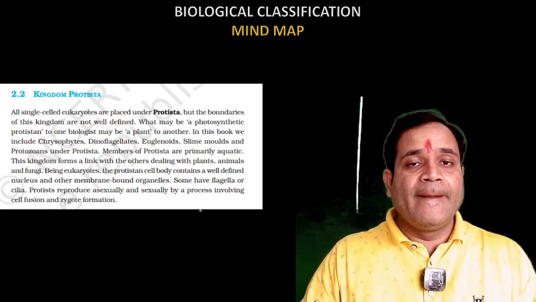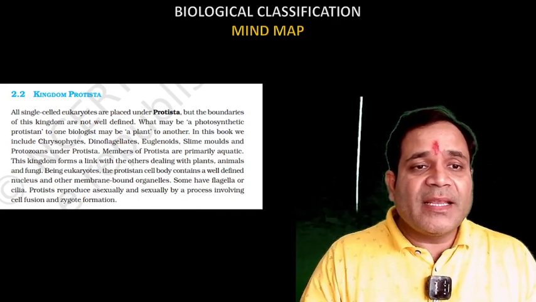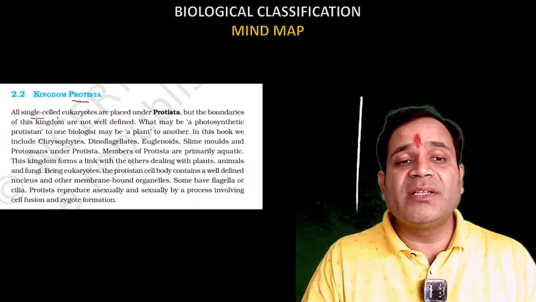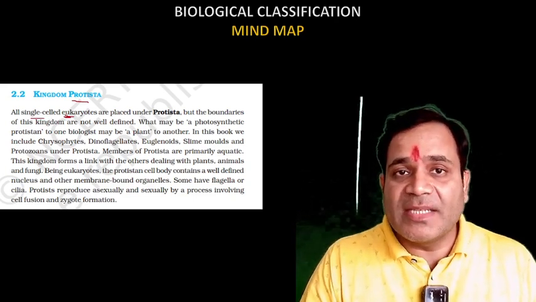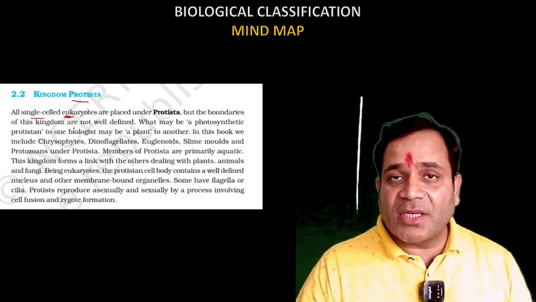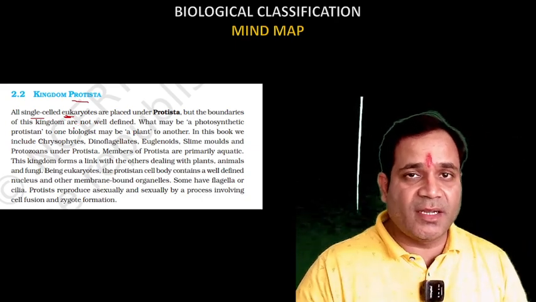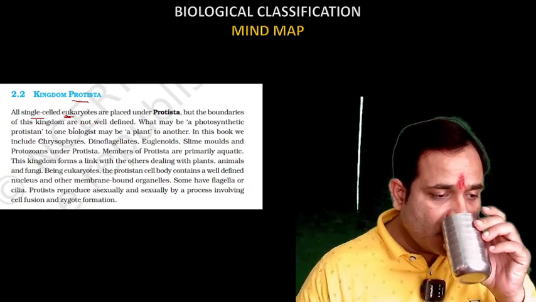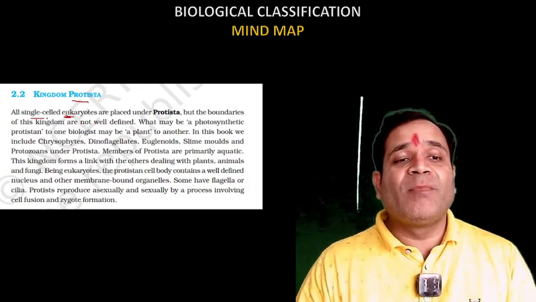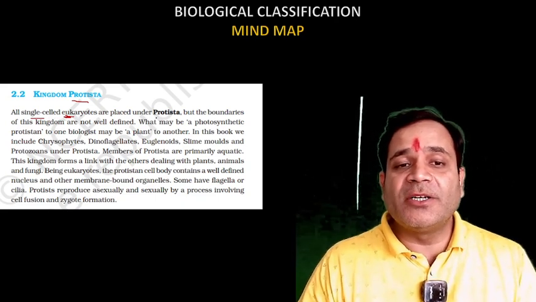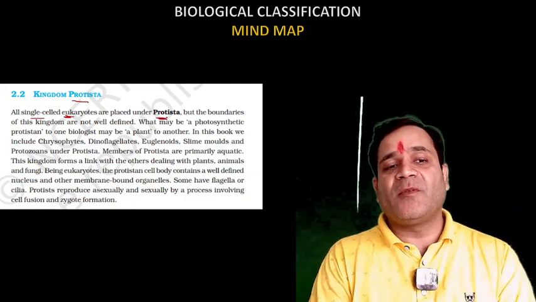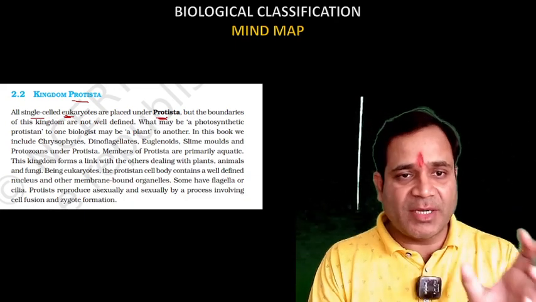Okay, now see, if I'm saying here about the kingdom Protista, it means what? The kingdom Protista means single-celled eukaryotes. Again I'm saying, if anybody asks you about the kingdom Protista, what do you say? Listen carefully. All single-celled eukaryotes are placed under the what? Protista, my dear.